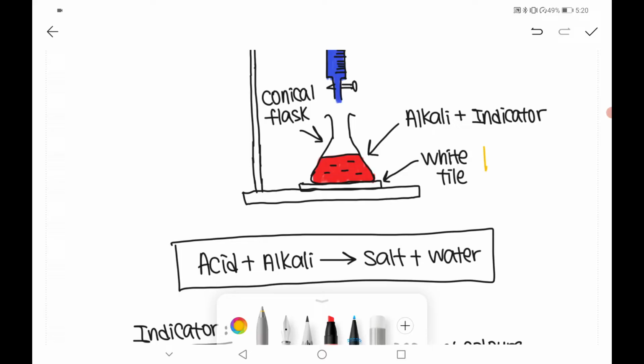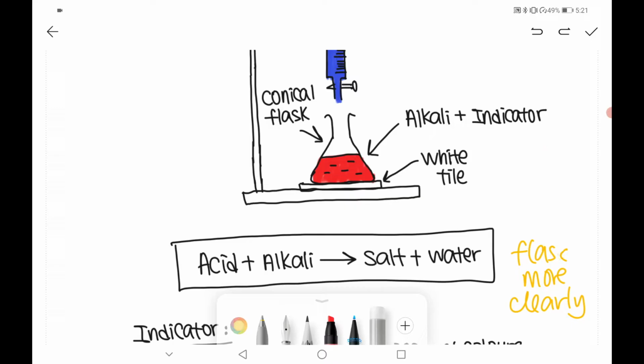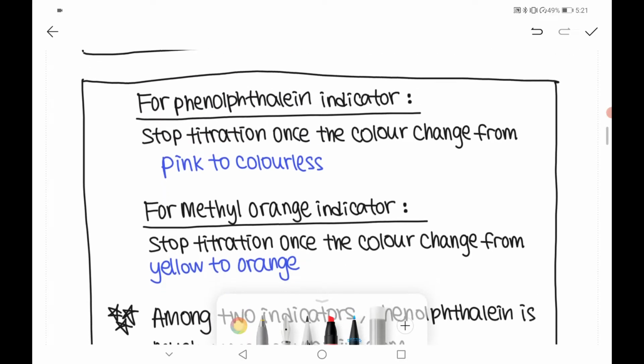So if the question asks why we use a white tile here, the answer is that the white tile allows us to see the color change in the conical flask more clearly. It is easier for you to see the color change inside the conical flask if you put a white tile at the bottom. So this is why we need to put a white tile. We are done with the experiment for titration.